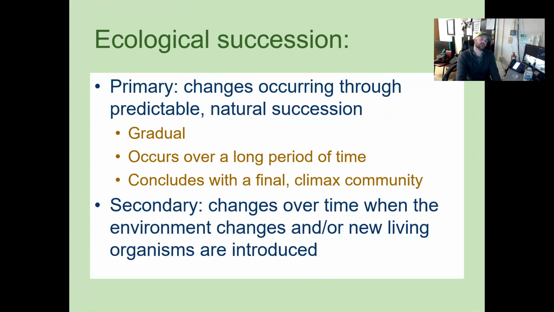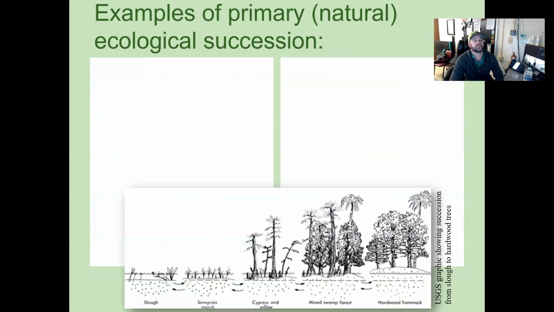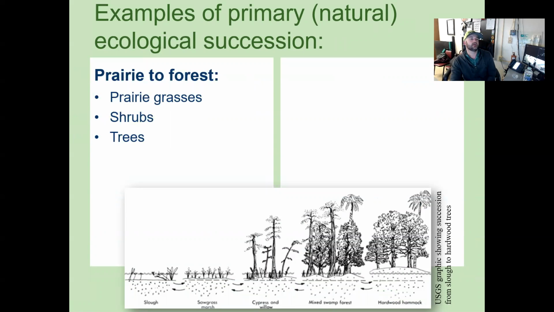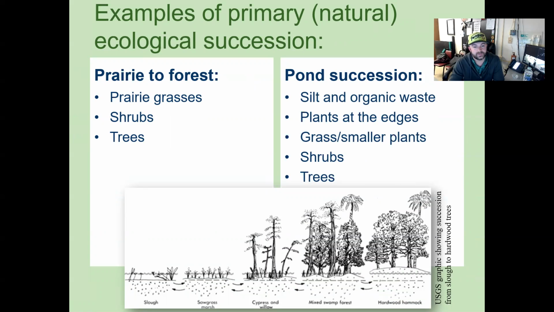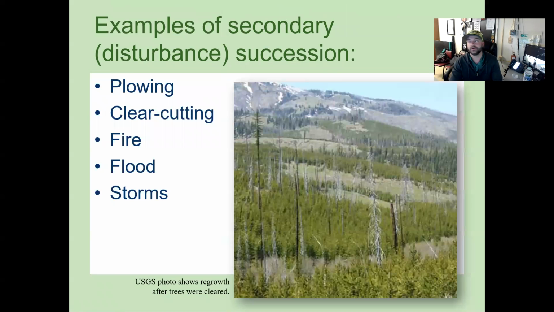Now ecological succession. Primary succession: changes occurring through predictable natural succession that's gradual, occurs over a long period of time, and concludes with a final climax community. And secondary succession: changes over time when the environment changes and/or new living organisms are introduced. Some examples here: a prairie or forest, that would be prairie grasses, shrubs and trees. And then upon succession, which would be silt and organic waste, plants at the edges, grass, smaller plants, shrubs, and trees. Some examples of secondary disturbance succession would be plowing, cutting, fire, floods, and storms.